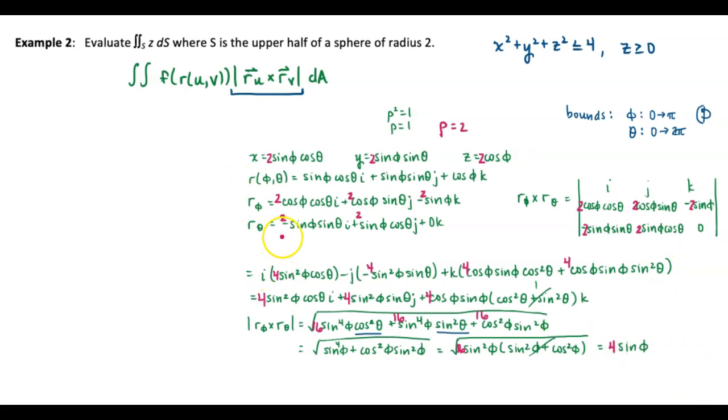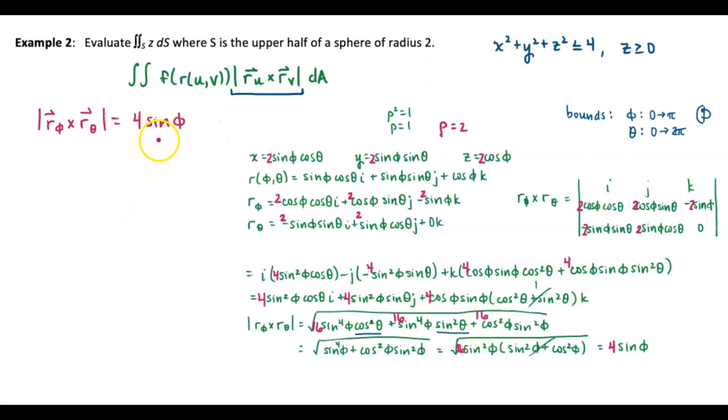And so this will allow me to conclude that the cross product of r sub u cross r sub v, I'm going to call this phi and theta, and that's because I know that S is the upper half of a sphere, and so I'll use these spherical coordinates here. This is just going to be 4 sine of phi. And this all just comes from example 1.